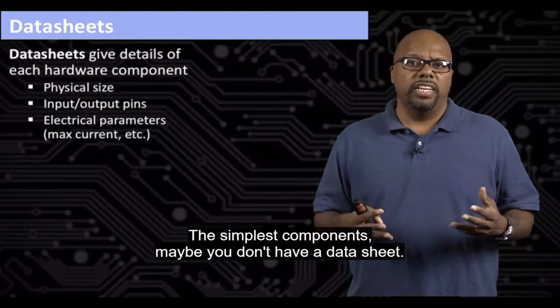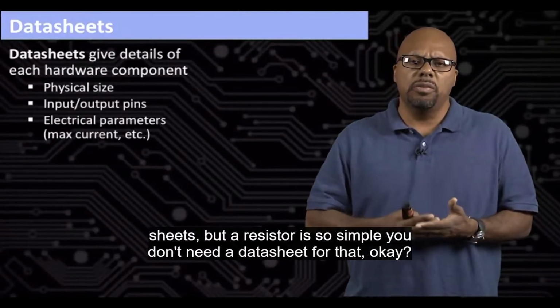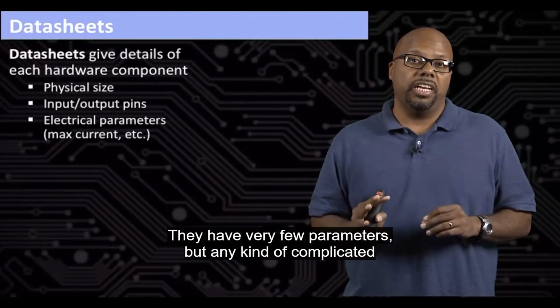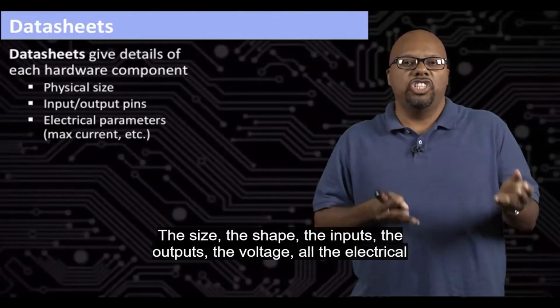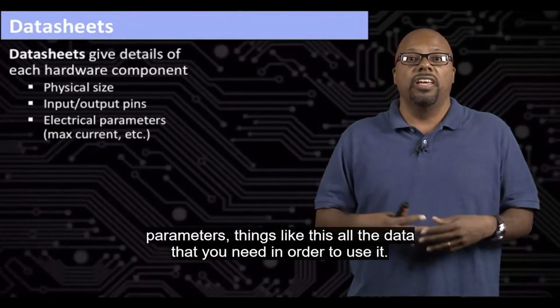The simplest components, maybe you don't have a data sheet. For instance, a resistor. Actually, even a resistor, you can probably find data sheets. But a resistor is so simple, you don't need a data sheet for that. They have very few parameters. But any kind of complicated component will have a data sheet that tells you all kinds of information about it: the size, the shape, the inputs, the outputs, the voltage, all the electrical parameters, all the data that you need in order to use it.